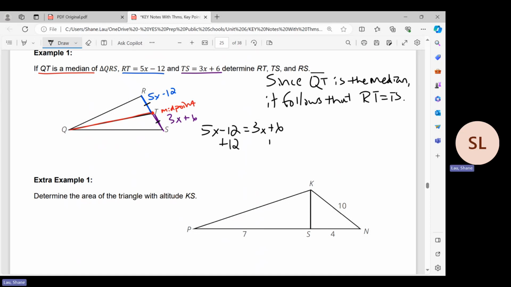Add the 12 on both sides. Subtract 3x on both sides. Get 2x equals 18. Divide by 2. Get x equals 9.